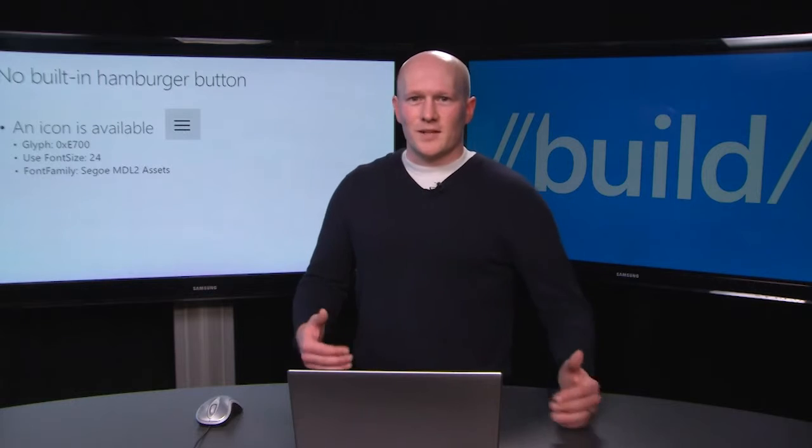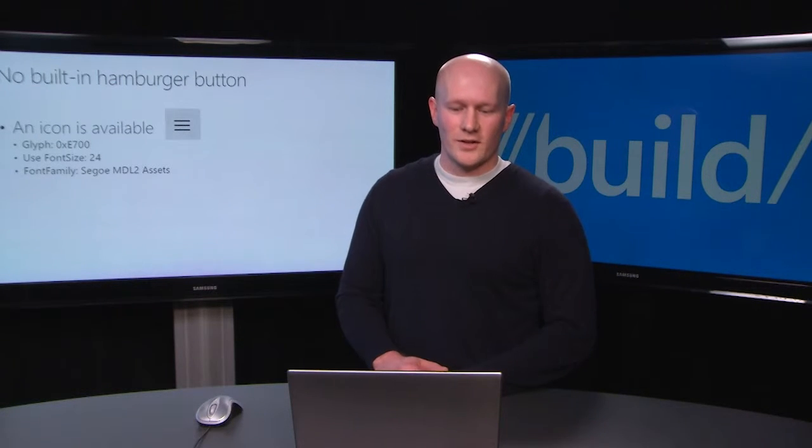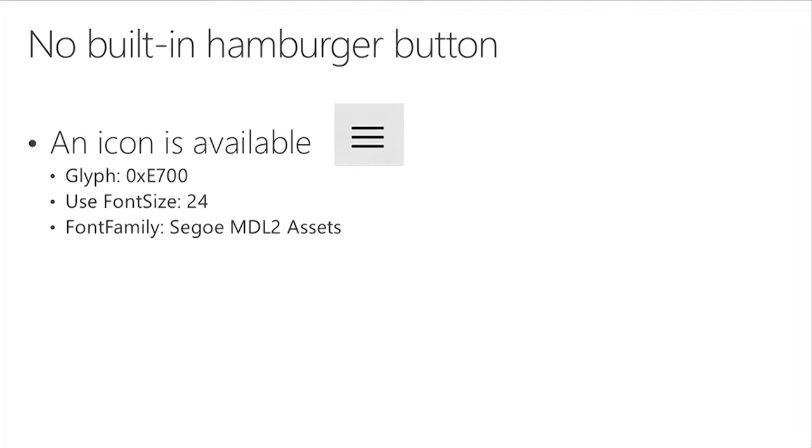So as a basic building block, we don't have this built-in button that you might see on other frameworks, this hamburger button. There is an icon you can use. So if you do want to provide this experience and you don't want to create your own icon, you can use this icon from the Segoe MDL2 Assets font. Now, one quick note on this font. This is a new font that our Assets team has provided.